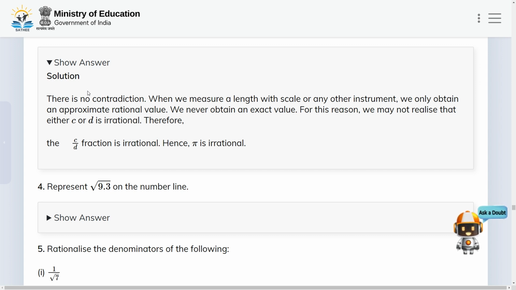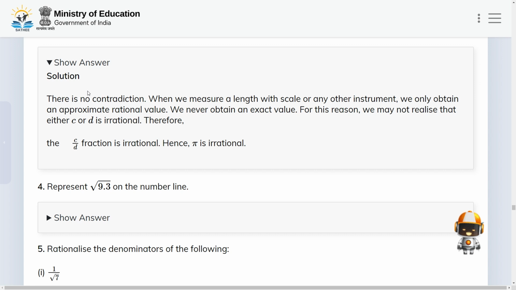Basically, when we measure a length with a scale or any other instrument, then we only obtain an approximate rational value. We never obtain an exact value. Okay, for this reason, we may not realize that either c or d is irrational. Therefore, c over d, that is actually pi, this fraction is irrational. Hence, pi is irrational.